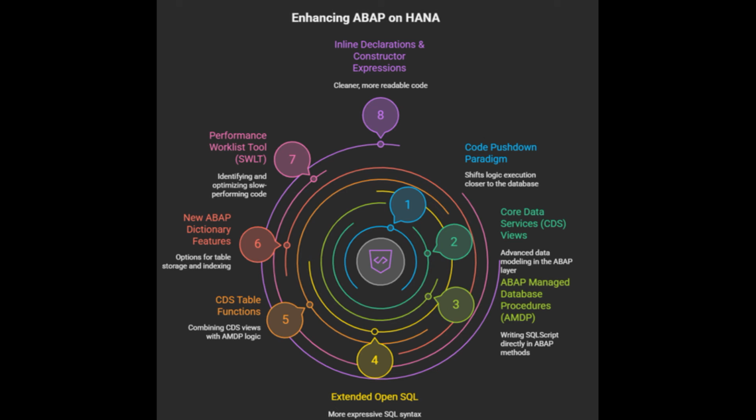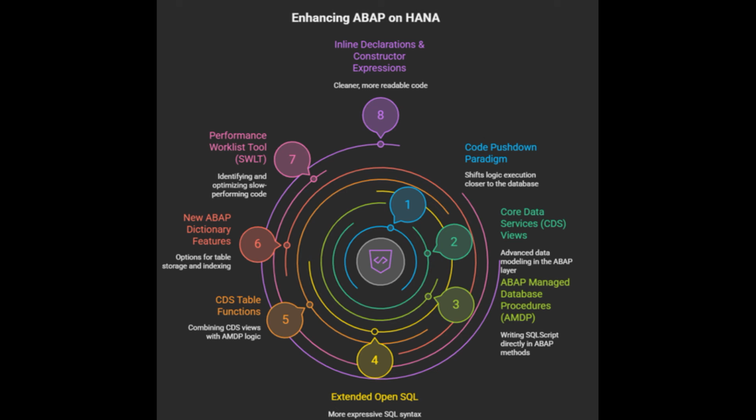FROM specifies the table or CDS view. FIELDS lists the columns you want. Never use SELECT * in real code. Always list only what you need. Minimizes data transfer. WHERE sets your conditions. Use ABAP variables here, prefixed with @, like WHERE carrid = @gv_carrier.